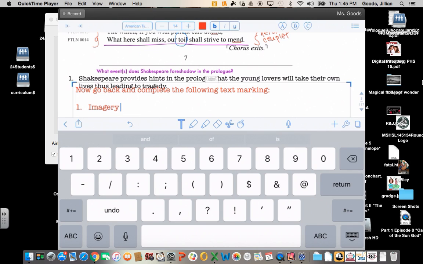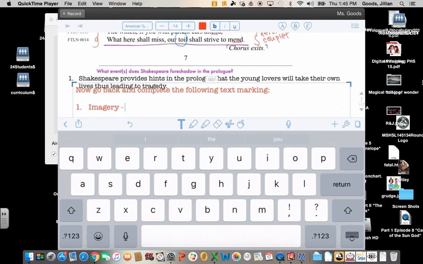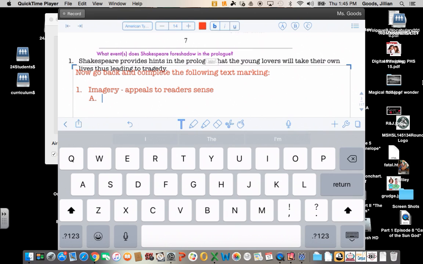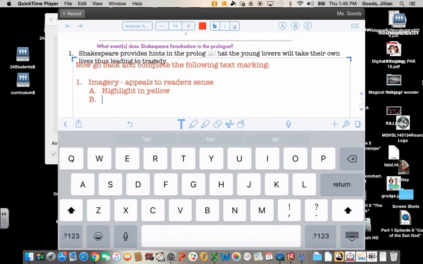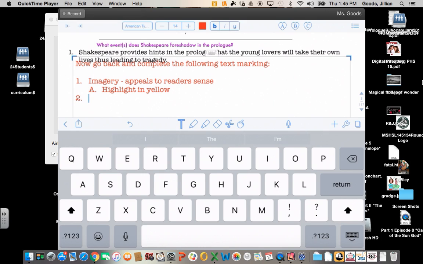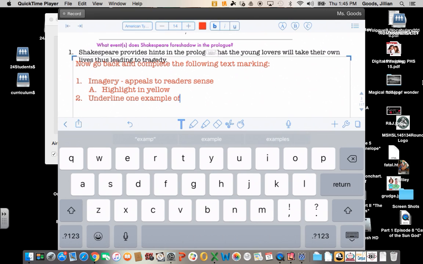Anytime that you see something that appeals to your senses, you are going to mark it, and you are actually going to highlight in yellow. Any words that make you see something vividly, it feels like you could touch it, smell it, whatever. Next, I want you to look specifically for some examples of figurative language, in particular personification. So I want you to underline one example of personification.